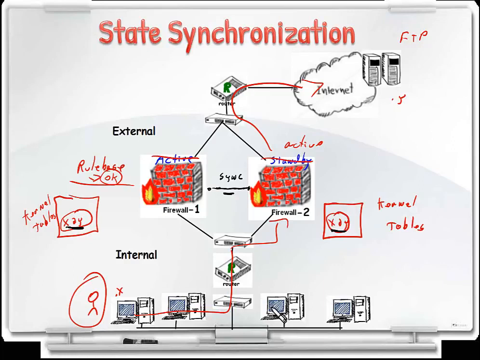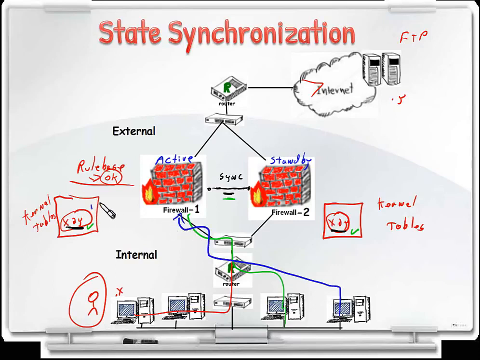And so every connection that comes into the active machine, let's say this is the active machine and this is the standby, if it's processed and accepted by the rule base, it's going to update in the kernel tables, and it's going to sync through that sync cable and update that member's kernel tables, in case there is a failover, so that the standby will know about the existing connection. So every connection that comes in will be updated in the kernel tables and synced with the cluster members.